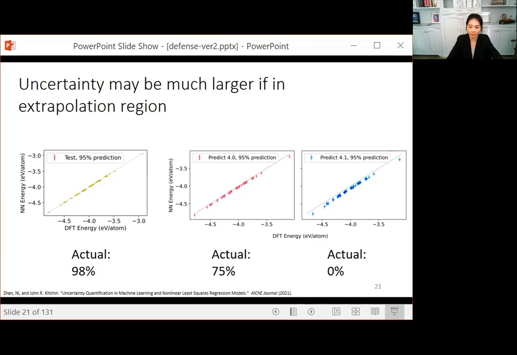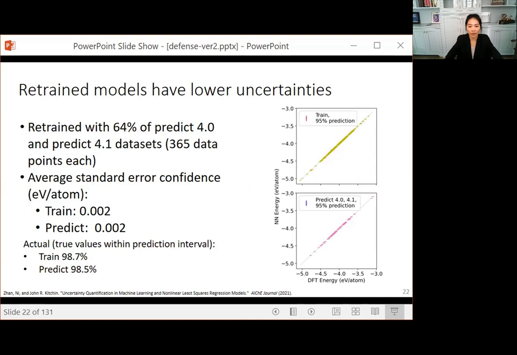And now we have to retrain these models. So we retrain with 64% of the predict 4.0 and 4.1 data sets, and that's around a total of 700 data points. And then we see that after retraining, the parity is very good. We have 95% prediction intervals. And then we also see the standard error of confidence is very low. And so for the 95% prediction interval, the actual values fall into the prediction interval 98.7% and 98.5% of the time. So after we retrained, we're no longer extrapolating on this data and our uncertainties are low. So the delta method also works for retraining.